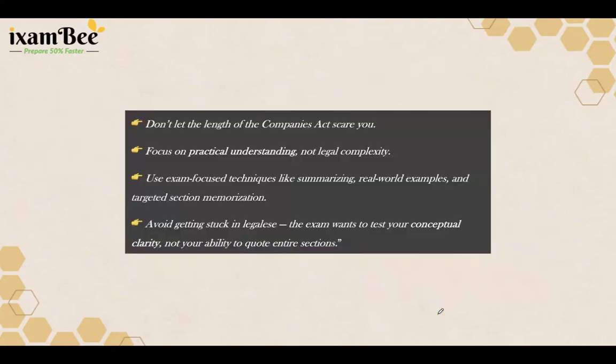Now, to wrap up, do not let the length of the Companies Act scare you, right? Focus on practical understanding, right? And not legal complexity. Use exam focused techniques like summarizing real world examples, that is, practical examples, targeted section memorization, right? And then avoid getting stuck in legalese. The exam wants to test your conceptual clarity, not your ability to quote the law, because you're not a lawyer. You do not have an LLB degree. That is not what is required out of you.